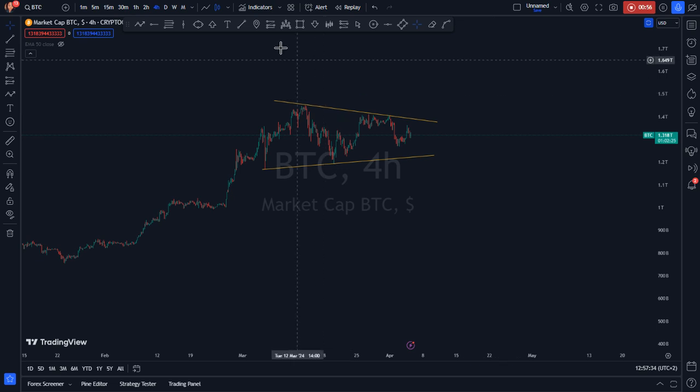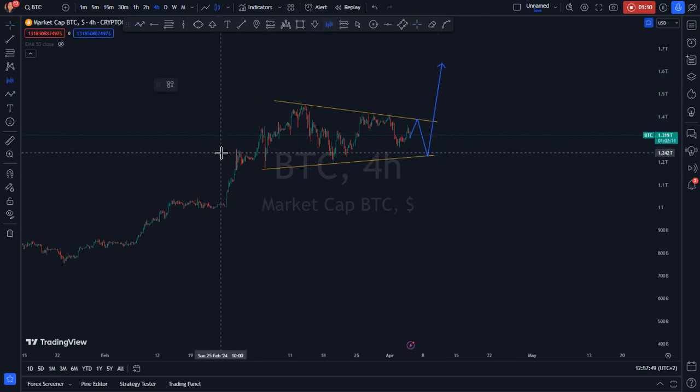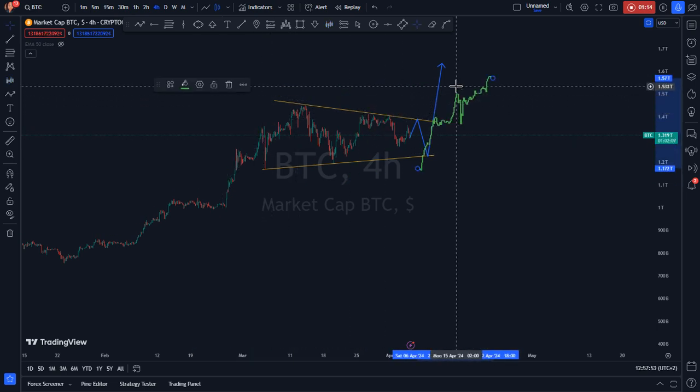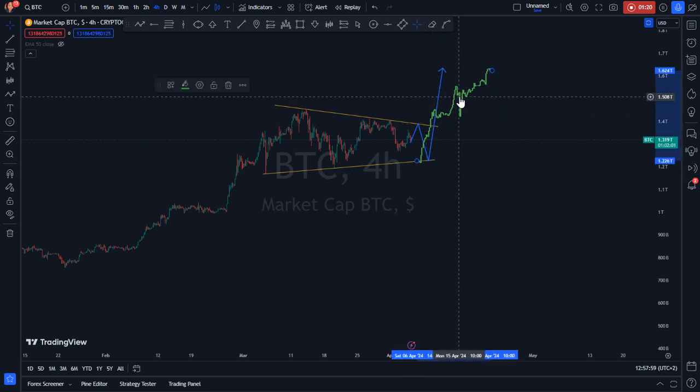The way it looks to me, the market might push to something like this and then give us these kinds of moves, taking this point right here, maybe copying this and putting it from this side, copy and paste, so the market is going to be going all the way up.